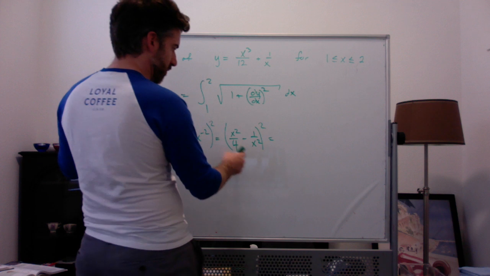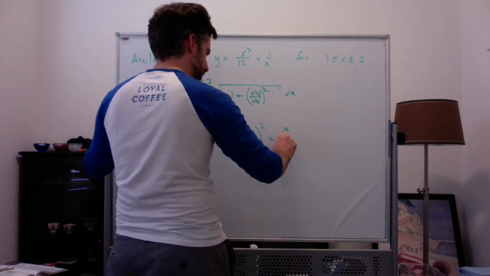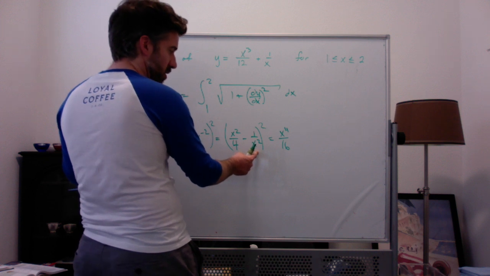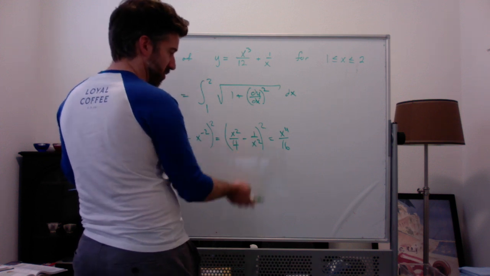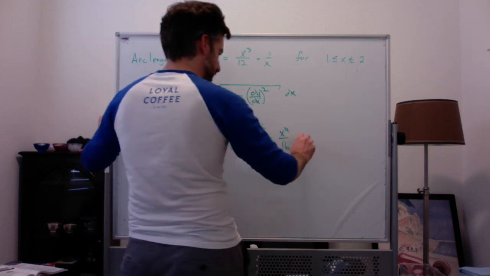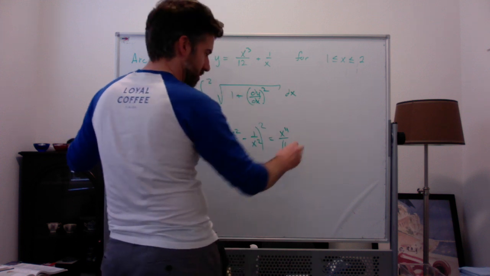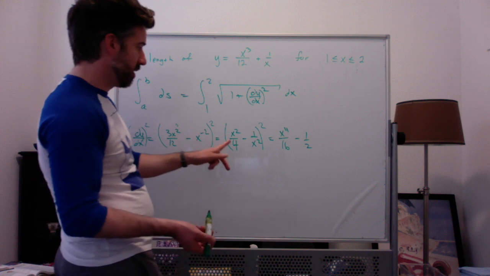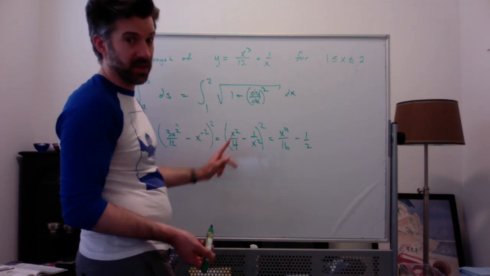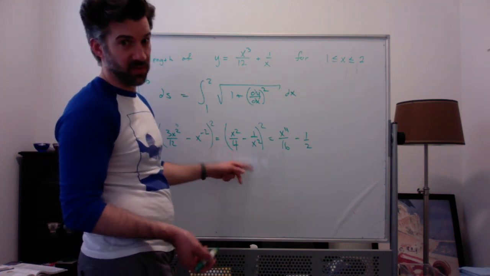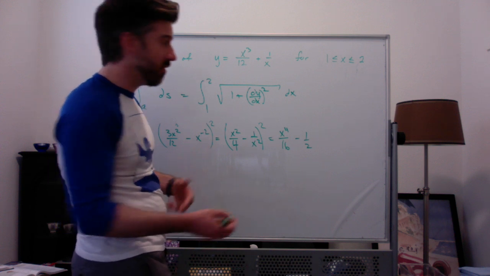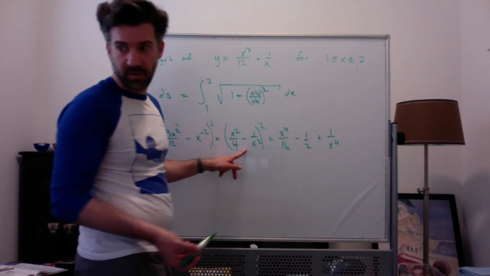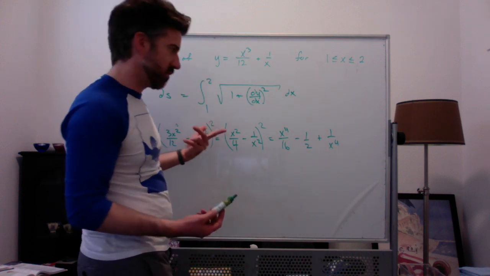well, I get the first thing squared, so I get x to the 4th over 16. I get the first thing times the second thing times 2. X squared over 4 times negative 1 over x squared is just negative 1/4, so I get negative 1/4 twice, so I get negative 1/2, which is what I'm expecting. Again, this times this is negative 1/4, and another this times this is another negative 1/4, so negative 1/4 plus negative 1/4 is negative 1/2. And then I get plus 1 over x to the 4th, because negative 1 over x squared times negative 1 over x squared is 1 over x to the 4th.